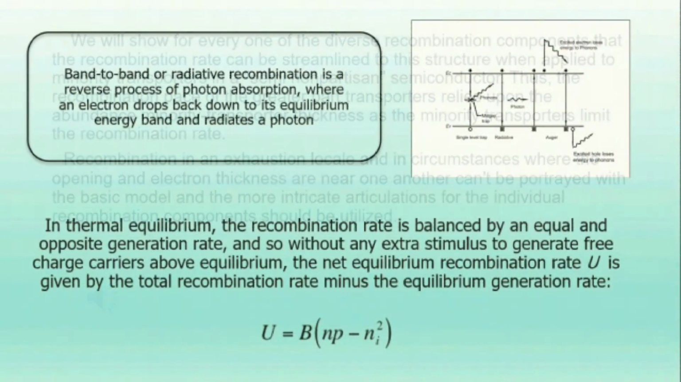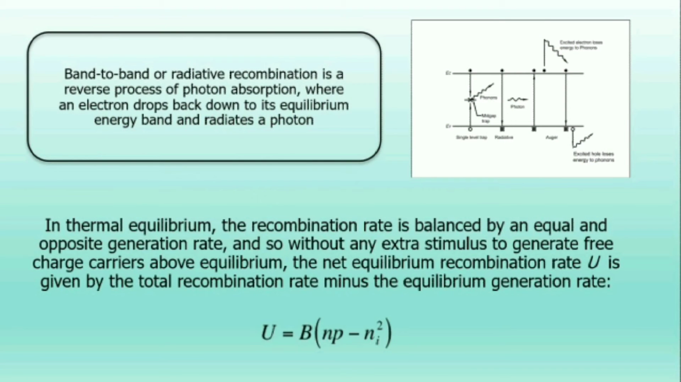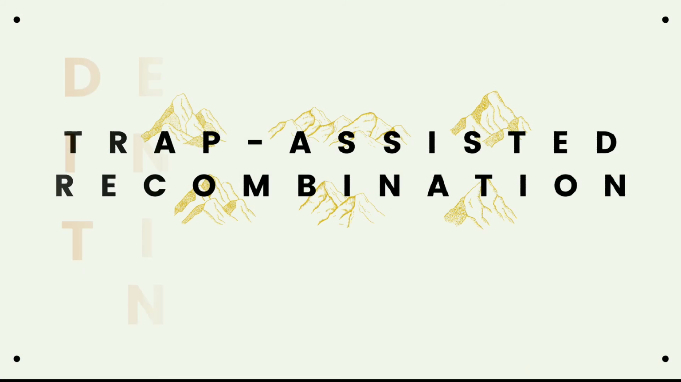limit the rate. Band-to-band or radiative recombination is a reverse process of photon absorption where an electron drops back down to its equilibrium energy band and radiates a photon. In thermal equilibrium, the recombination rate is balanced by an equal and opposite generation rate, and so without any extra stimulus to generate free charge carriers above equilibrium, the net equilibrium recombination rate U is given by the total recombination rate minus the equilibrium rate.